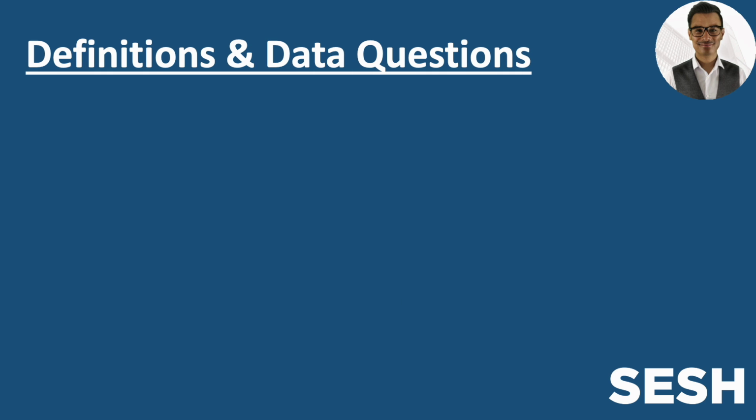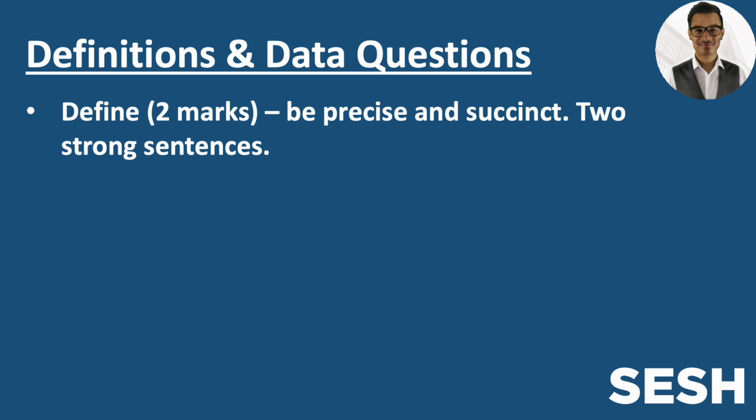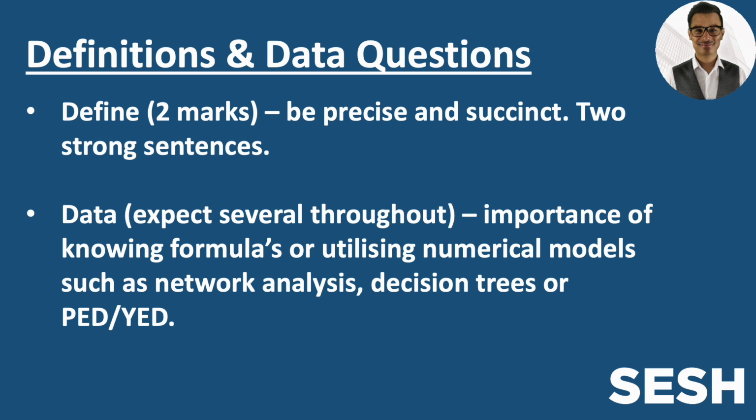New, N-O-O. Definitions and data questions. So each of the sections will start with these types of questions. So it's define for 2 marks. You need to be precise here, but succinct. 2 strong sentences. Data, well, you'll expect several of these data questions throughout, essentially calculation questions. So of course know the formulas, and you know I've put the formulas there within BizCon Sesh under AQA business formulas, so make sure you know those.